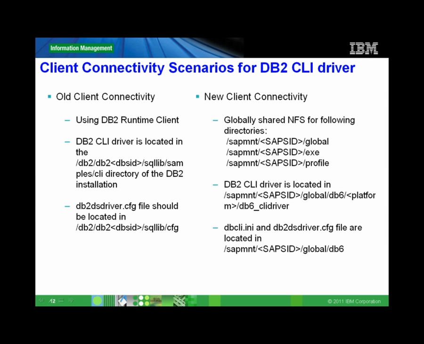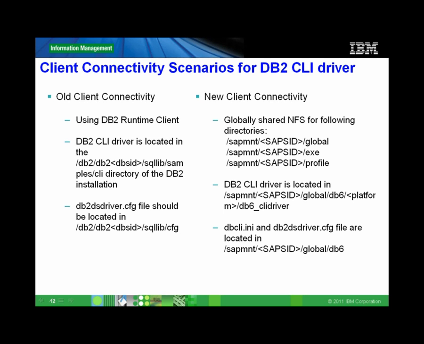Here you can see the differences between old and new client connectivity. In an SAP system using old client connectivity, a DB2 runtime client is used to connect to the DB2 database. The CLI driver is located in the subdirectory samples/cli below the sqllib directory. In this case, the db2dsdriver.cfg file from the subdirectory called cfg below the sqllib directory will be used. For old client connectivity, the central instance and each dialog instance will have their own DB2 runtime client installed.